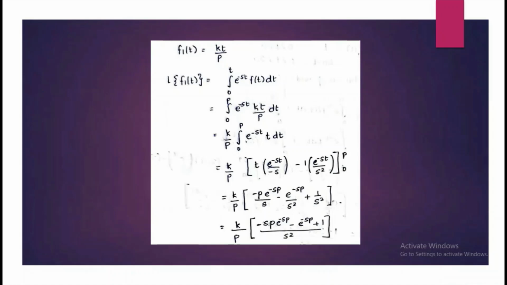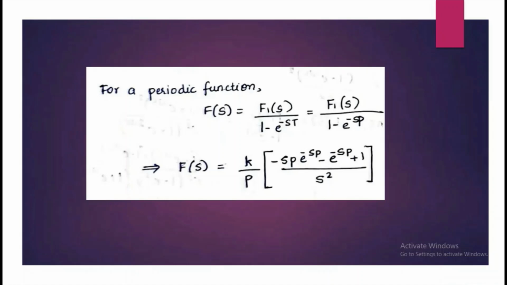Now we have to find the Laplace transform of this one particular cycle, and by substituting this function over here, by integrating and applying the limits, we get the answer like this. Next, to find the Laplace transform of a periodic function, we multiply it with 1 by 1 minus e raised to minus sT, where T is the period. So here it is p. So we get this answer.